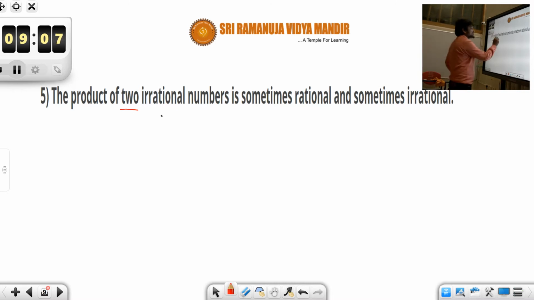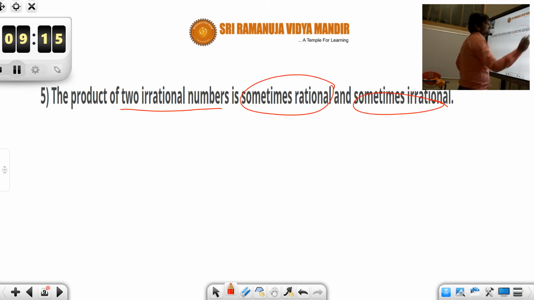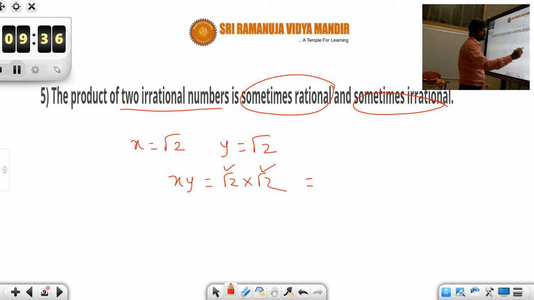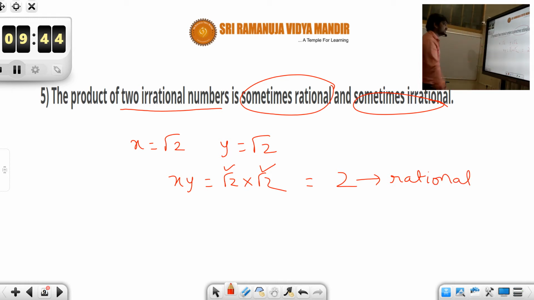The product of two irrational numbers. Again, the product of two irrational numbers is sometimes rational and sometimes irrational. How do we choose the numbers? Again, pick your own simple examples. Say, let x be root 2 and let y be root 2. What would be x into y? X into y would be root 2 into root 2. This is irrational, this is irrational. But what about the product? Root 2 into root 2 is 2. This is rational.